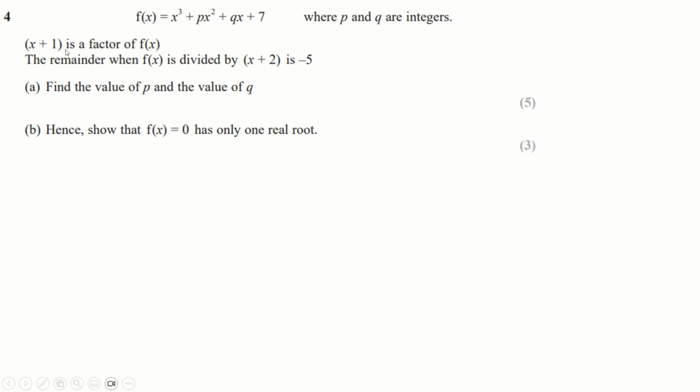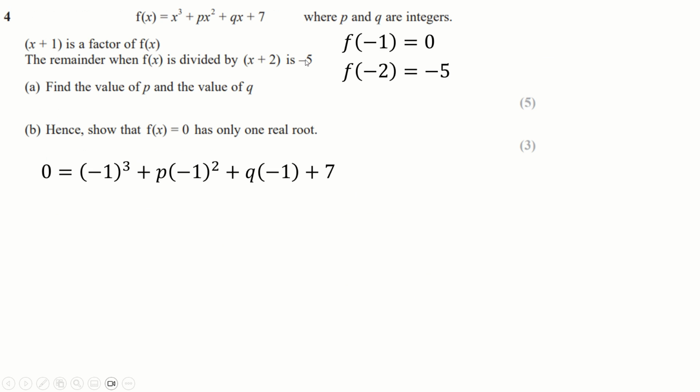Question number 4, if x plus 1 is a factor, that means f of minus 1 is 0. So let's put that information in. And of course, from the remainder theorem, this means f of minus 2 is minus 5. So we can put both of those pieces of information in, substituting x is minus 1 into here and having the answer of 0. And then x is minus 2 and having the answer of minus 5.